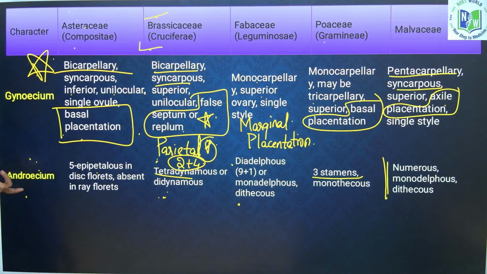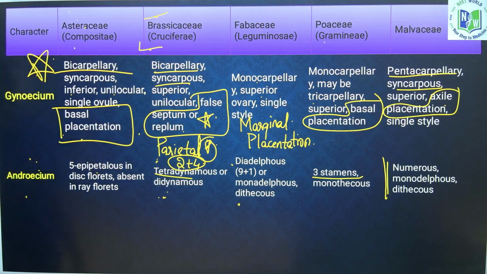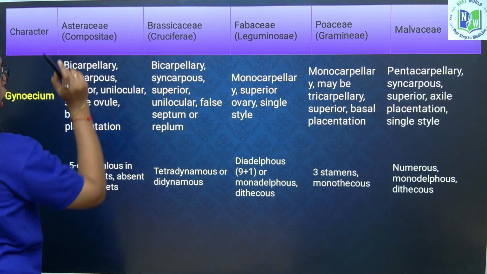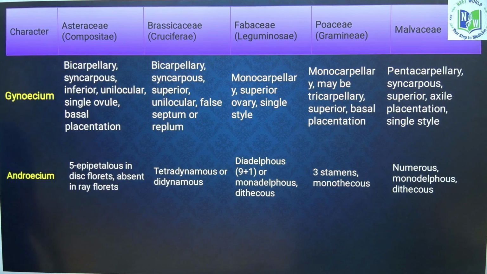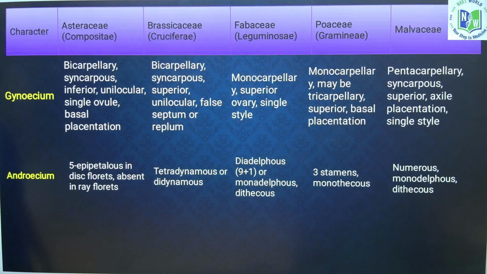So this is about gynoecium and androecium, which are the essential whorls of a flower. The essential whorls of a flower are androecium and gynoecium. This is what you have to remember.